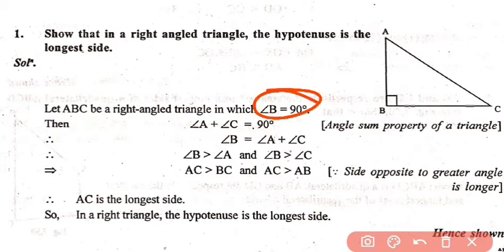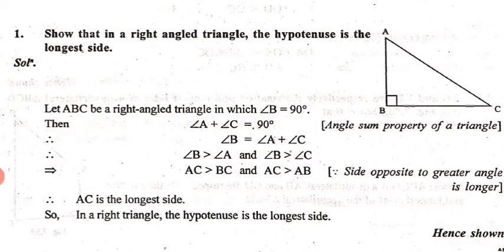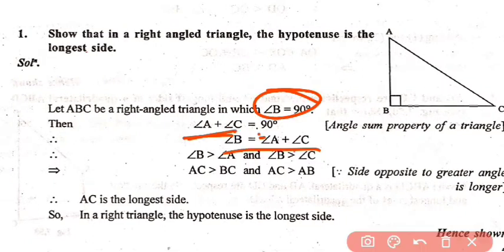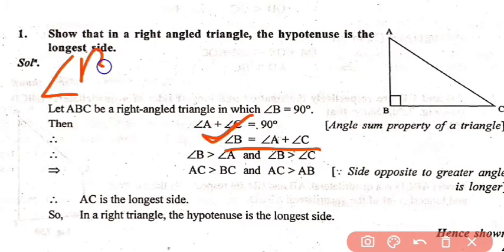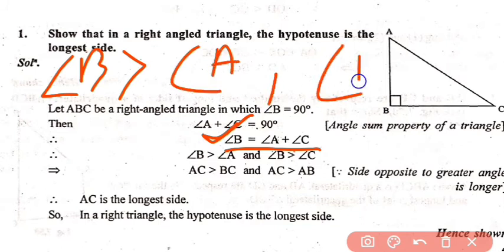Therefore from these two, that is angle B equals 90 degree and angle A plus angle C also 90 degree, we can equate them and write angle B equals angle A plus angle C. Therefore from this we can also write angle B is greater than angle A, and angle B is also greater than angle C.